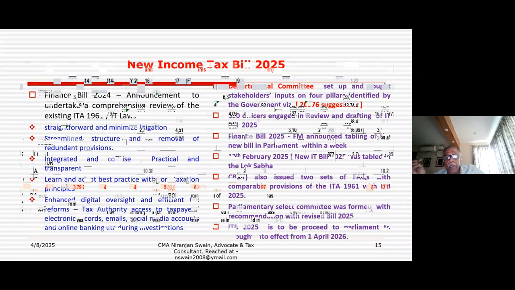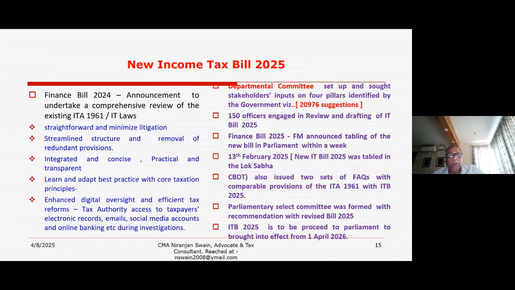The ITB 2025 is to be proceeded to the parliament, to be brought into effect from 2026. So now the parliamentary committee is already working on it. They are also inviting different trade and industry bodies. I think our ICMAI is going to make a presentation on the 16th of this month. So they are calling them one by one and also taking the suggestions.